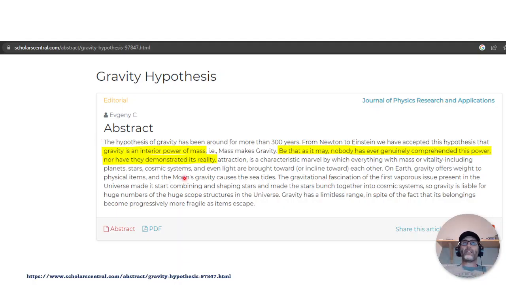This same phrase, this same paragraph has been used by multiple sources. This is Scholar Central, which I don't know why it references the Journal of Physics Research and Applications. Maybe that's where both of those sites got this. But this is the same statement, right? It says, from Newton to Einstein, we've accepted this hypothesis that gravity is an interior power of mass, i.e. mass makes gravity. Be that as it may, nobody has ever genuinely comprehended this power, nor have they demonstrated its reality.